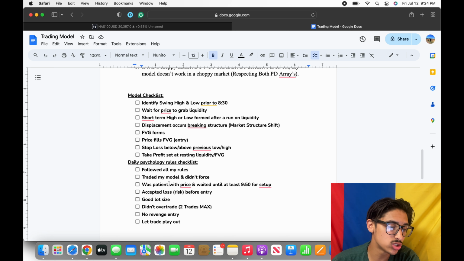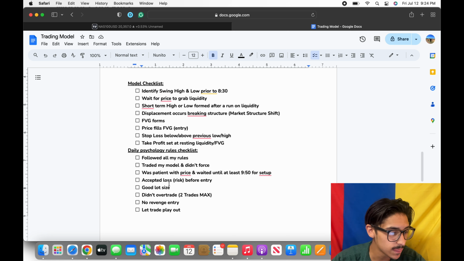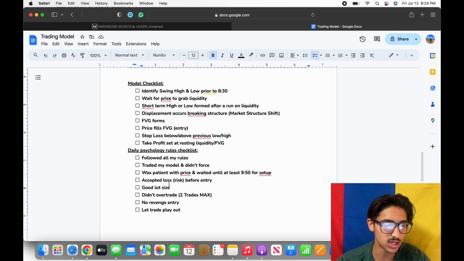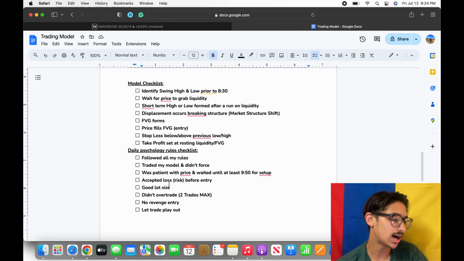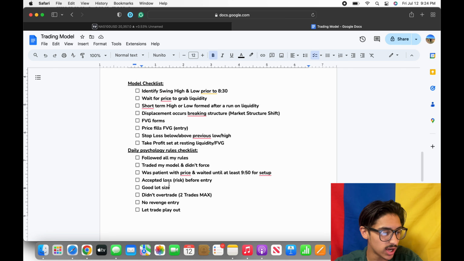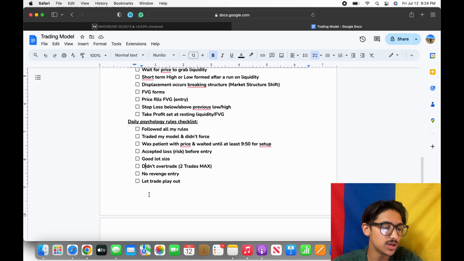My daily psychology rules, this is just as important. Followed all of my rules, traded my model and didn't force. I was patient with price and waited until at least 9:50 for setup. Why 9:50? Because that's when the macro starts. So that's when price actively seeks liquidity or actively seeks to rebalance an imbalance. And then I accept my loss before entry. Good lot size, didn't overtrade, no revenge entry, and I let trade play out.